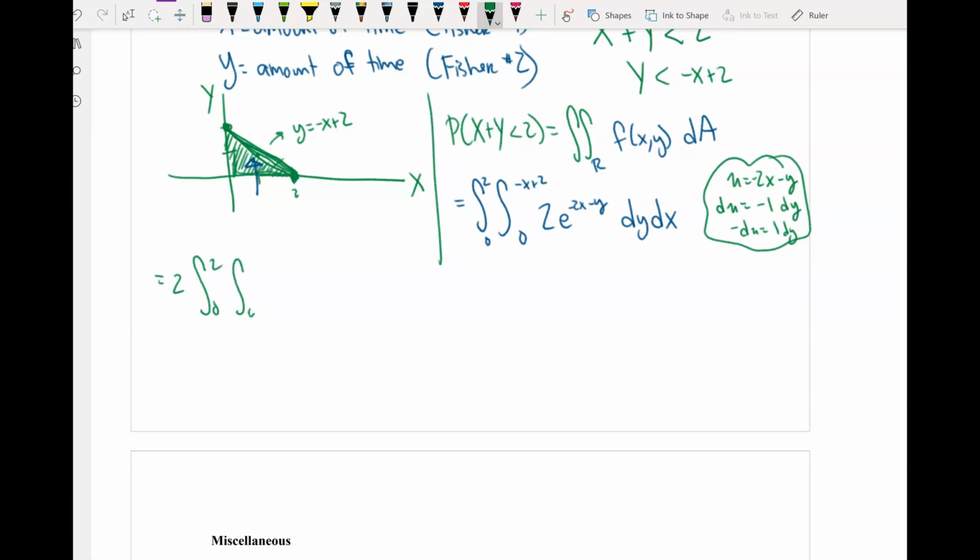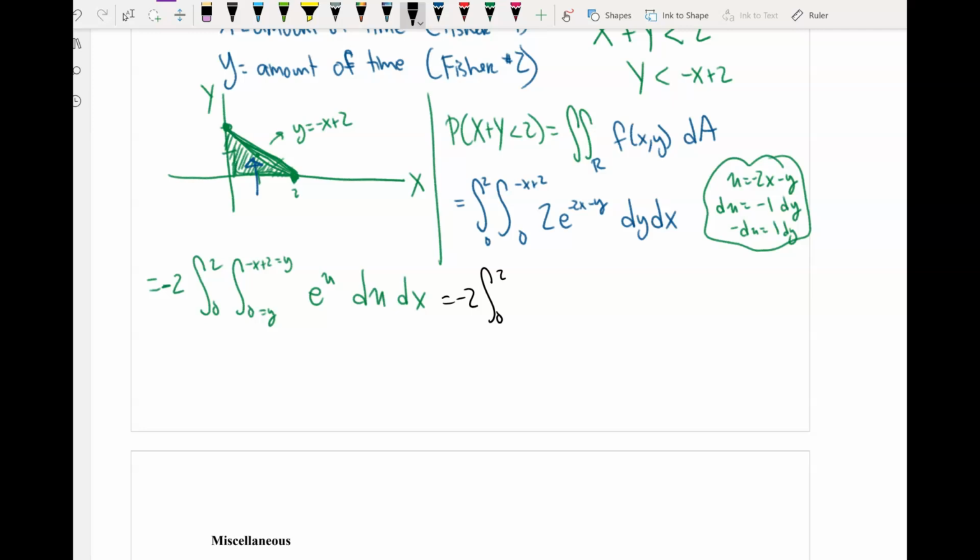Then integral from 0 to negative x plus 2. Remember that these limits belong to y. And then we're going to have e to the u, so we're going to set the whole exponent equal to u. And then dy is going to be equal to negative du, and I'm going to put that negative on the outside, dx. All right, so now we're going to have negative 2, integral from 0 to 2.